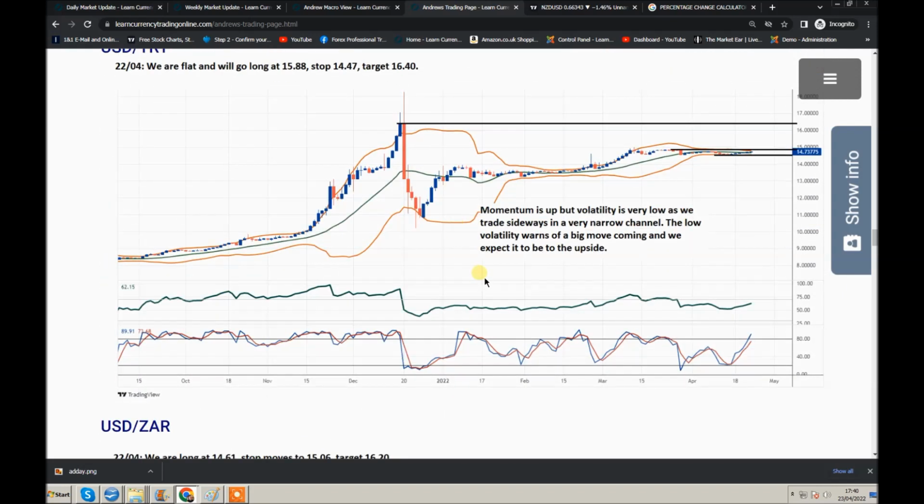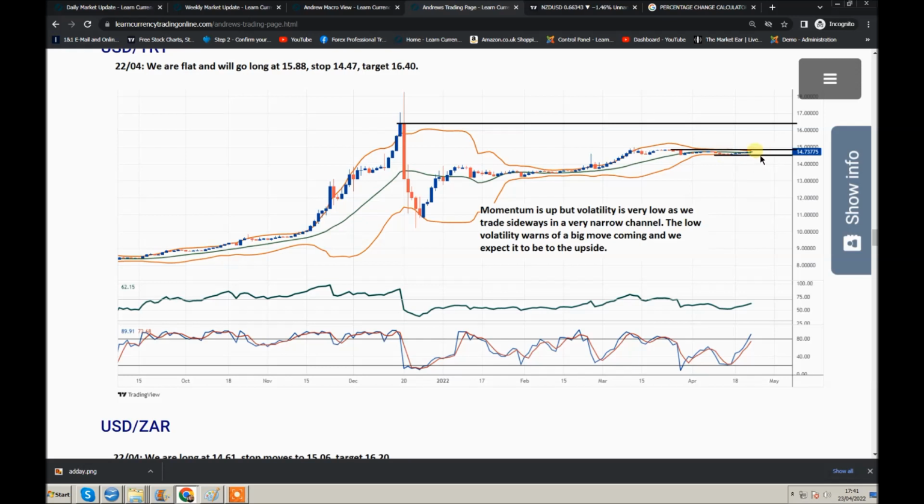We'll come to USD ZAR and update it in a moment, but the next one I want to look at is USD TRY, dollar Turkish lira. Turkish lira, another emerging market currency, normally very volatile, but look at these candles here. They're just small. You can hardly see them. You've got really, really low volatility.